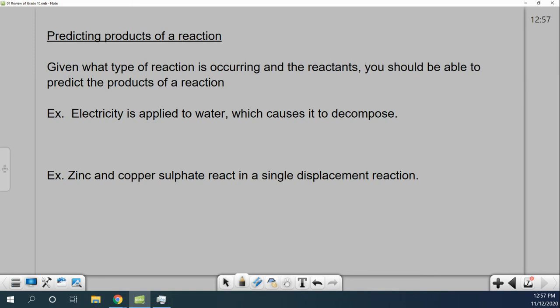So for example, electricity is applied to water, causes it to decompose. I'm starting with water, which is a liquid. And I'm decomposing. So what does decomposition mean? Take one thing, break it into two. Well, what can I break water into? I only see two options here. I could get hydrogen, and I could get oxygen. The only thing you've got to remember is that hydrogen's diatomic, oxygen's diatomic, and they're both gases.